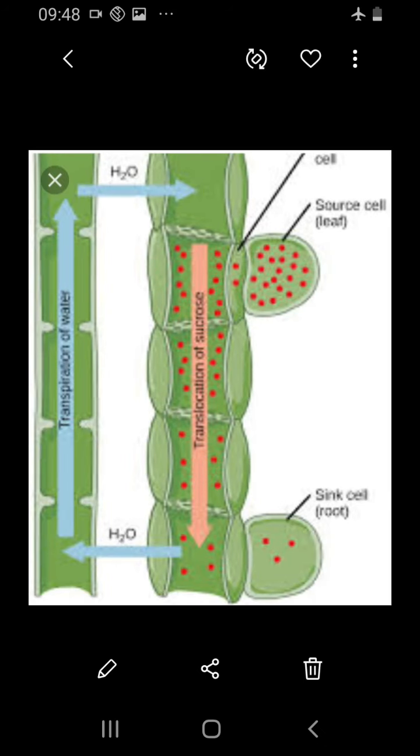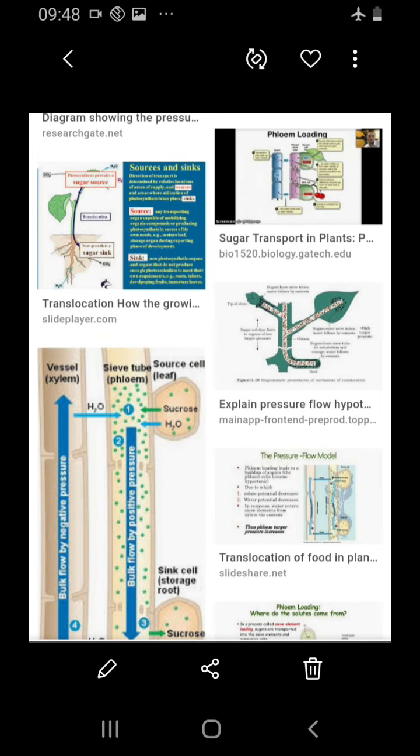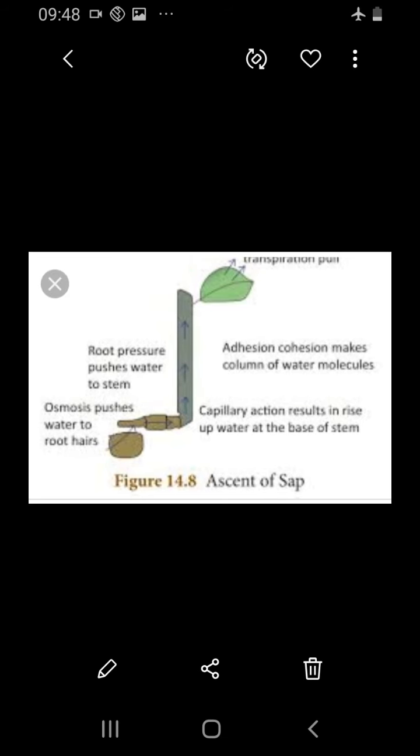Next, let's see about the movement. Transportation of water and minerals, we have seen, is done with the help of root pressure. Root pressure is created and transportation is done. Next, we can see the ascent of sap. What is the ascent of sap? The upward movement of water and minerals from the root to different parts of the plant is called the ascent of sap.